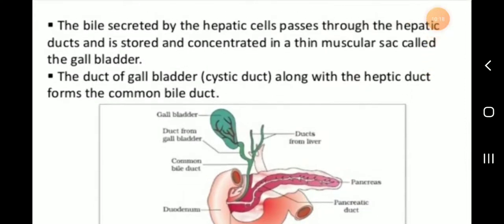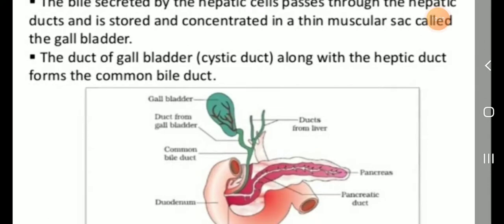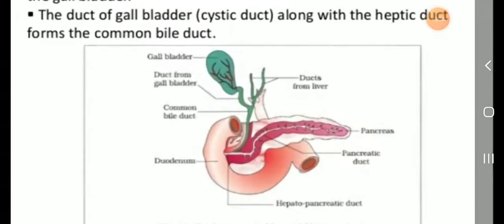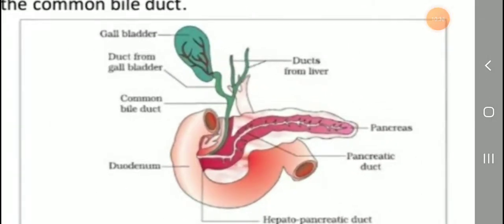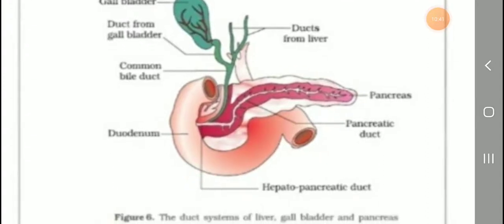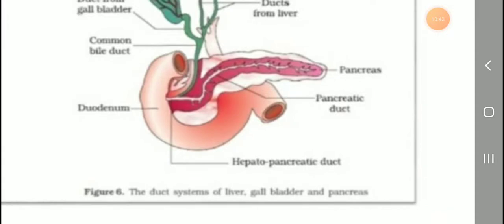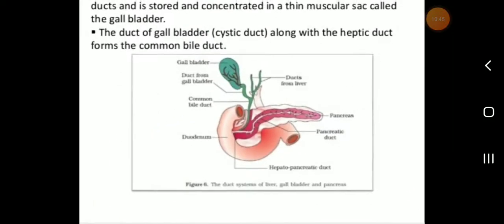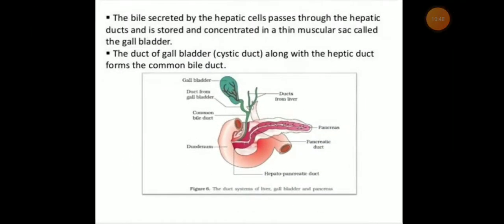Bile secreted by hepatic cells passes through the hepatic duct. There is a muscular sac called the gallbladder. This is the gallbladder. The duct of the gallbladder along with the hepatic duct forms the common bile duct. Here is the duct from the gallbladder, the duct from the liver, the common bile duct, the pancreas, the pancreatic duct, the duodenum, and the hepatopancreatic duct.